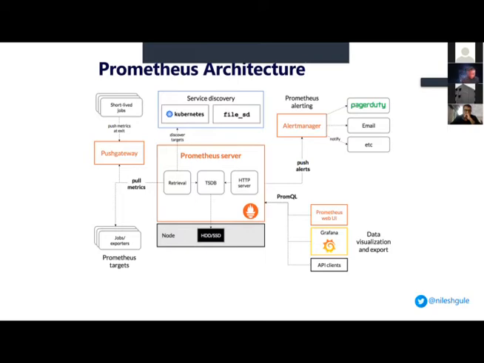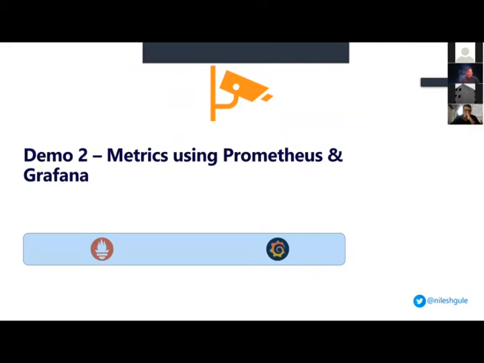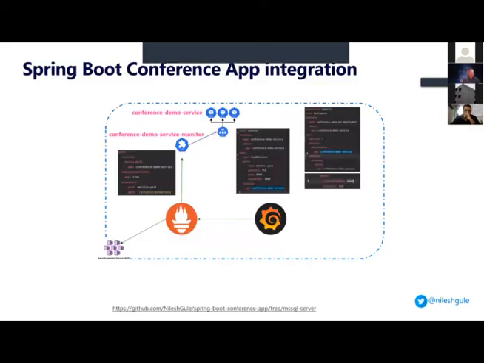For this, I will use a slightly different application. I will use a Spring Boot application, called a conference app. It has things like a list of sessions and speakers, and it is built in Java with Spring Boot. Spring Boot has very good native support for Prometheus metrics. So let's see how we can first install Prometheus on our cluster, and then how we can use Prometheus.